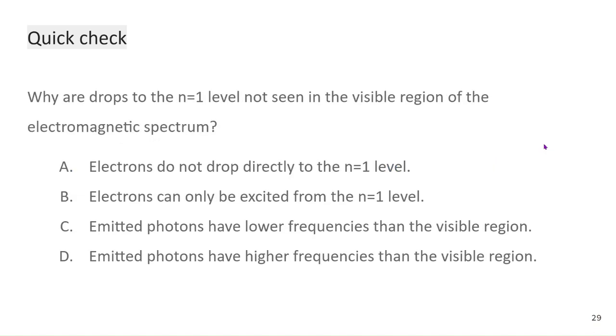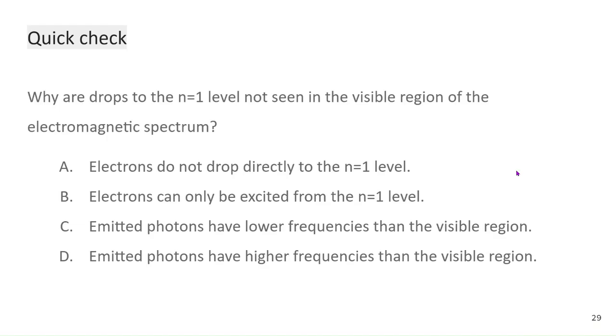All right, here's your next question. Why are drops to the n=1 level not seen in the visible region of the electromagnetic spectrum? Take a second, read through those options, and see if you can figure it out.